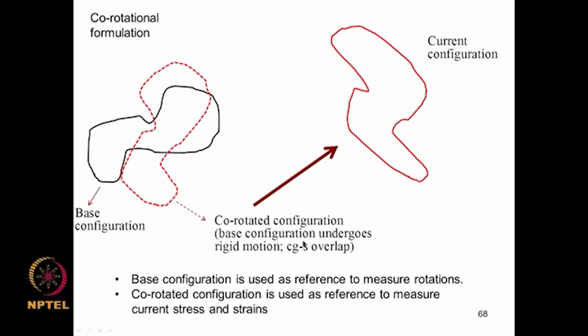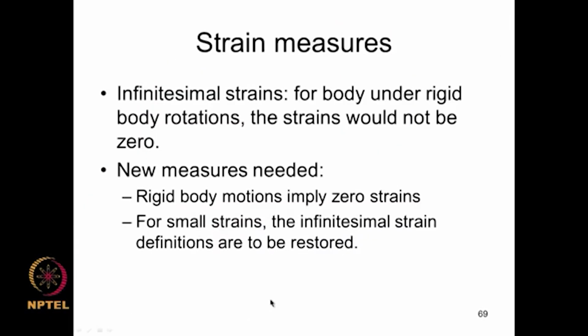This we did not discuss, although I briefly mentioned co-rotational formulation, where we first form the co-rotated configuration, that is, the base configuration undergoes rigid body motions. This is exaggerated, it need not be so large, actually the CGs would coincide here. The base configuration is used as a reference to measure rotations, whereas the co-rotated configuration is used as a reference to measure current stress and strains.